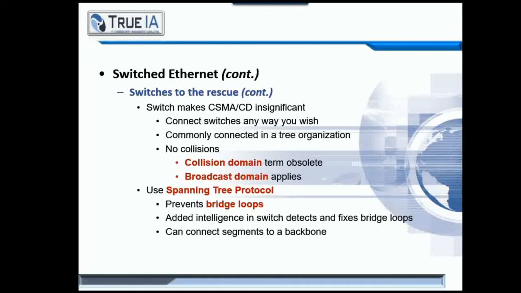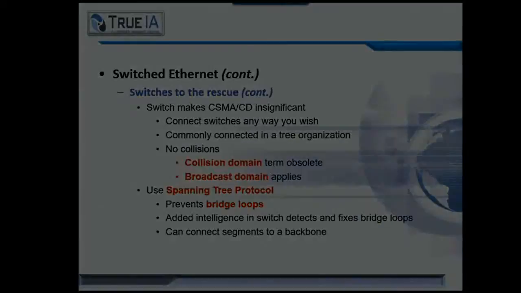Next, when we employ a switch, it makes CSMA/CD pretty much insignificant because you can connect switches pretty much any way you wish. There are no collisions to worry about because it's taken a large collision domain and segmented it down to a broadcast domain. It does this by using a technology called spanning tree. This is used to prevent loops in your network.